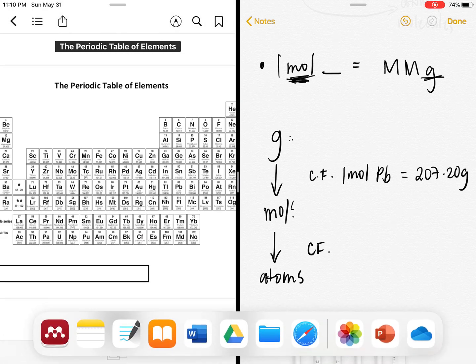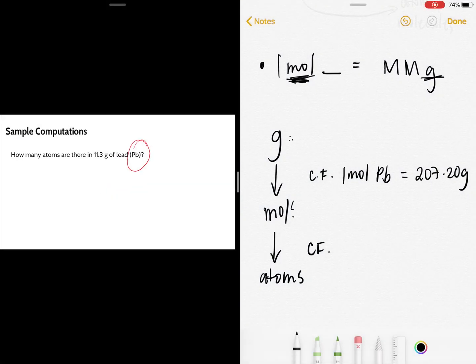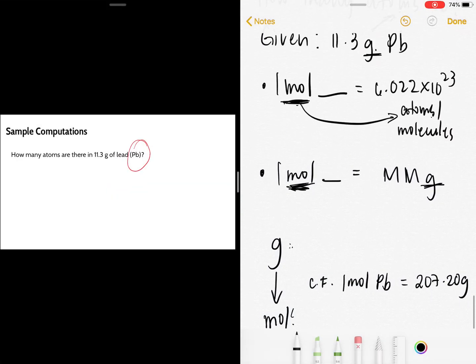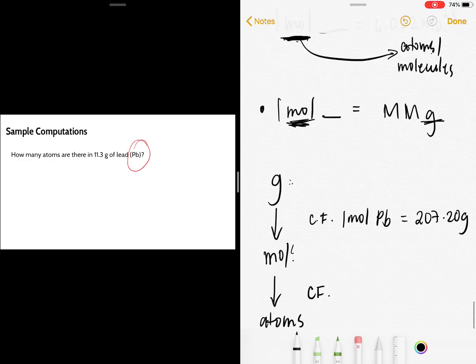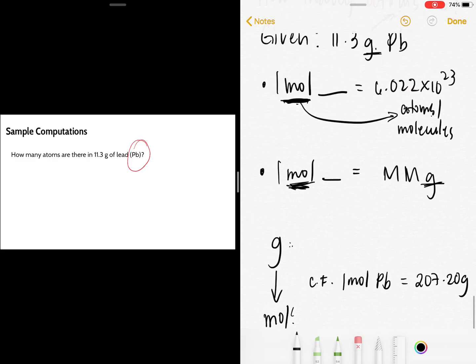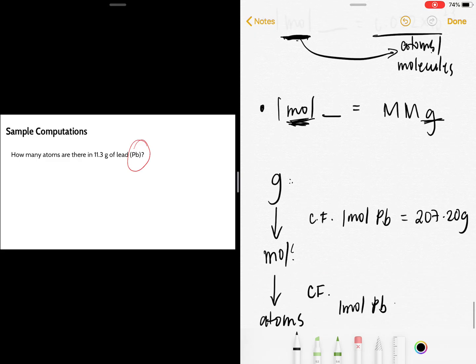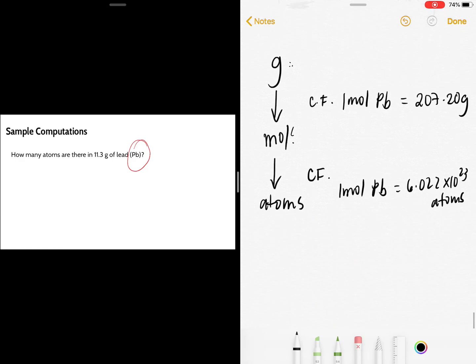Next, dito, conversion factor. Mole to atoms daw. Paano yan? Tingnan natin ulit yung conversion factor. 1 mole of any substance. In this case, it's lead. 1 mole of lead. Pag atoms daw yung units, equal saan? Equal siya sa Avogadro's number times 10 raised to 23 atoms. Parang puzzle lang siya class. Ngayon, meron ka na ng conversion factors mo, pwede ka na mag-solve.